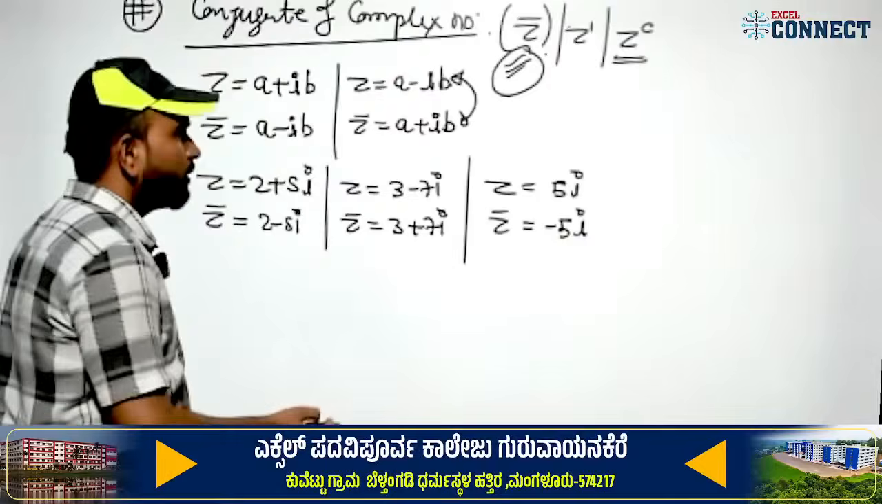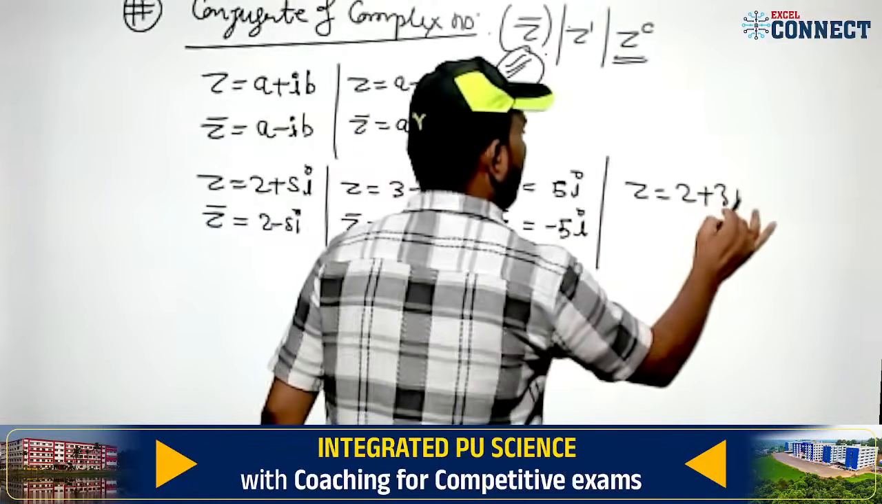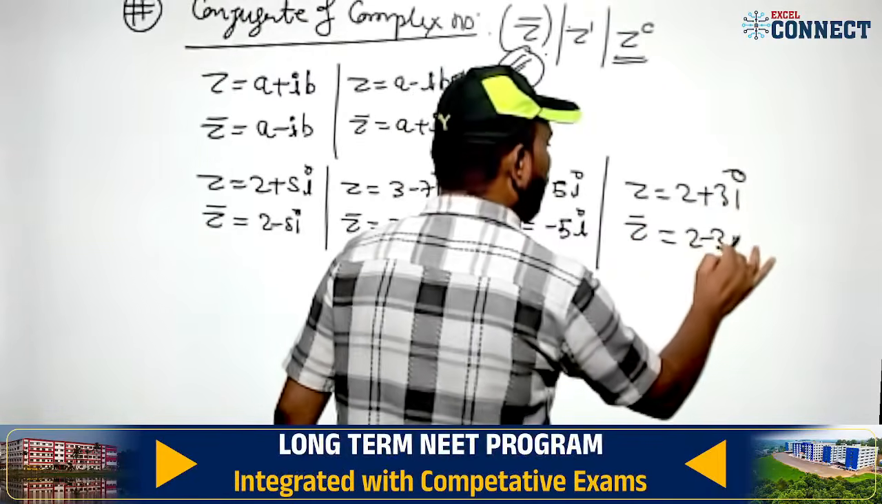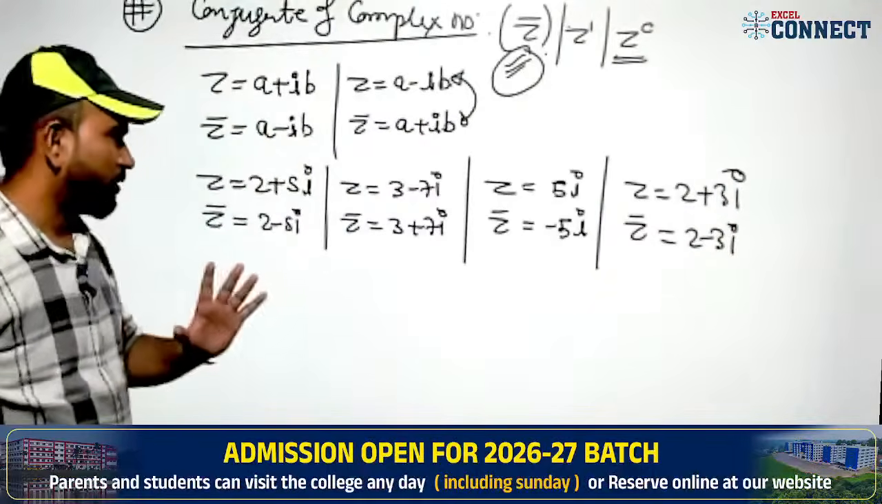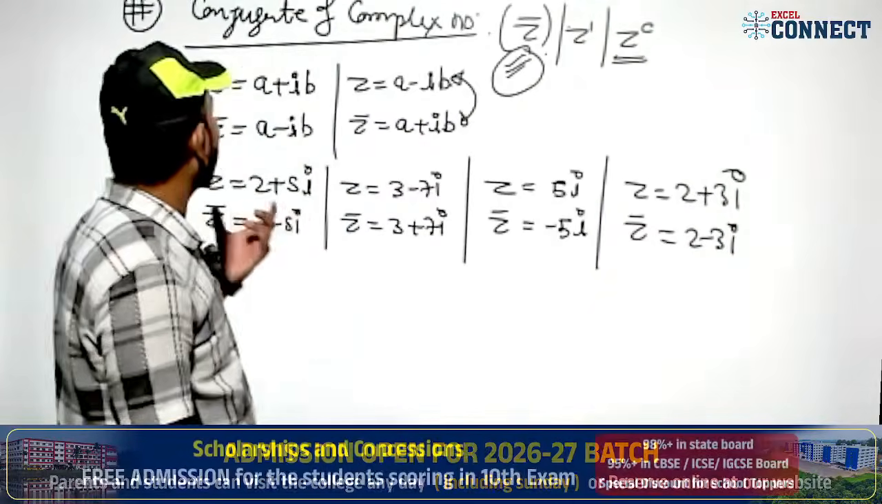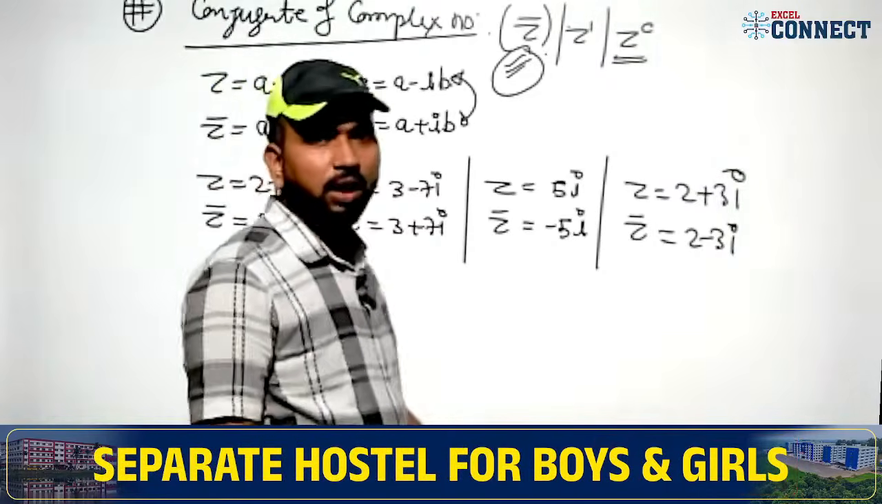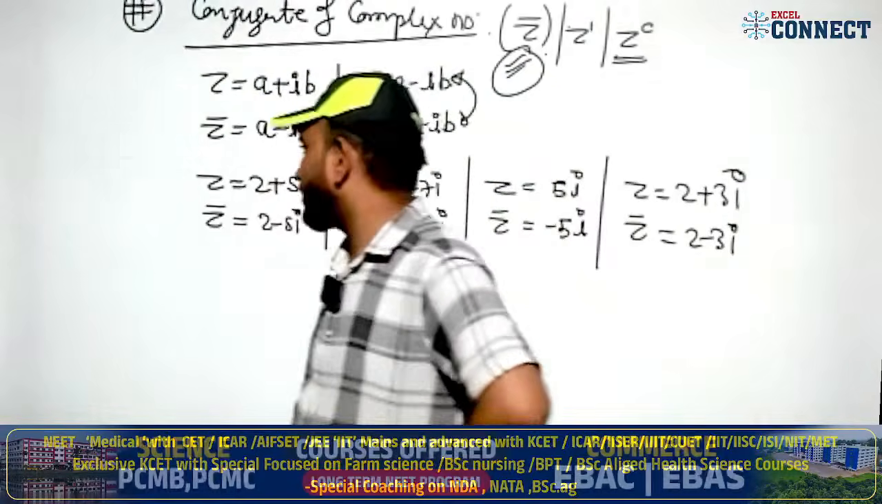So if I give Z is equal to 2 plus 3 iota, it means Z conjugate is equal to 2 minus 3 iota. Only this one. So this is the conjugate of a complex number. Now I will discuss the division of the complex number. How to divide, okay?